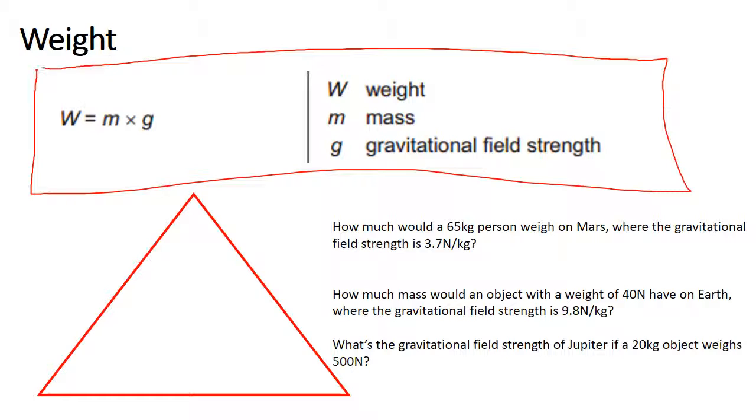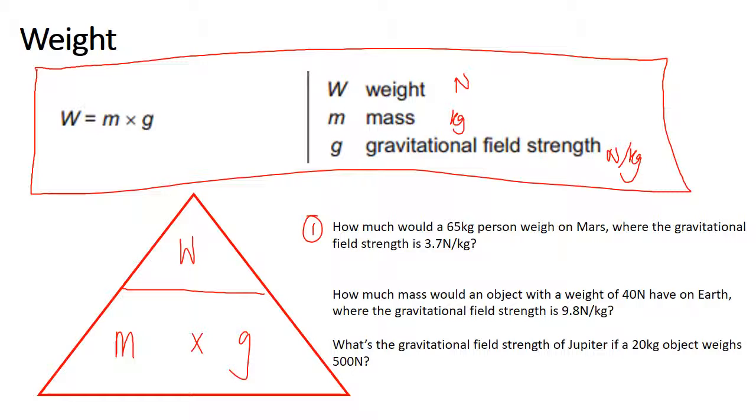So first thing then, let's look at this equation. You're given the weight equation, and you have to be able to calculate weight, mass or gravitational field strength. Now weight is always in newtons, mass is always in kilograms, and gravitational field strength is in newtons per kilogram. Now to put this into a triangle, the two numbers that are timesing each other are going to go on the bottom, so mass and gravity, and your weight is going to go at the top.